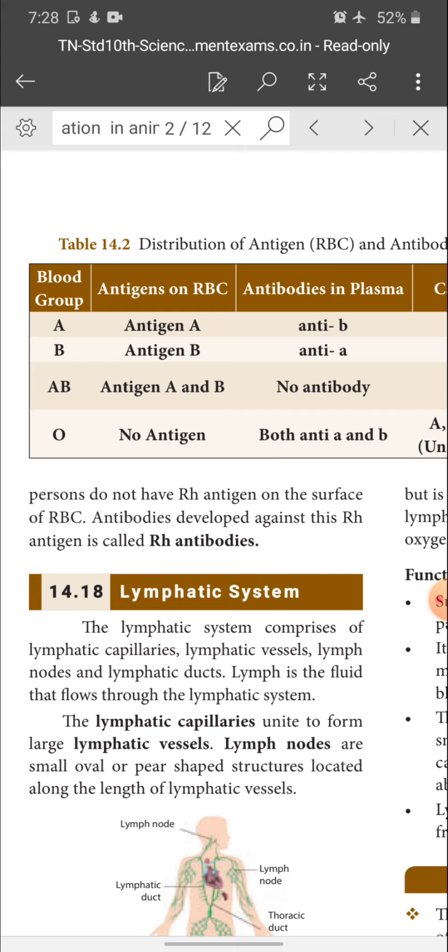So if a person has the Rh antigen on the surface of the RBC, they are called what? Yes, right? Rh positive. If they don't have the Rh antigen on the surface of the RBC, then they are said to be what? Rh negative. So the antibodies developed against this antigen are called Rh antibodies, right? Okay, children.